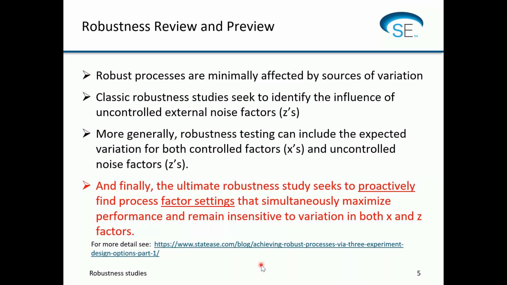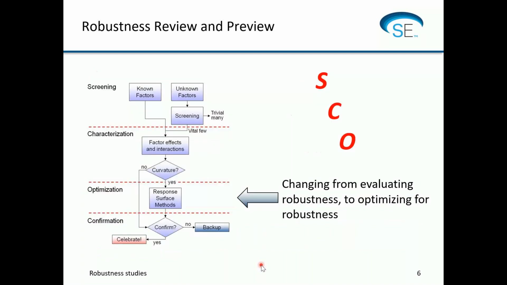Now, in red here, the ultimate robustness study would be one that would proactively seek to find the process factor settings that simultaneously maximize performance and yet remain insensitive to variation in both the X factors, right, our factor settings, and the noise factors themselves, right? So we're going to bake the whole robustness story into the optimization process, and that's really the key difference in this webinar versus the earlier one.